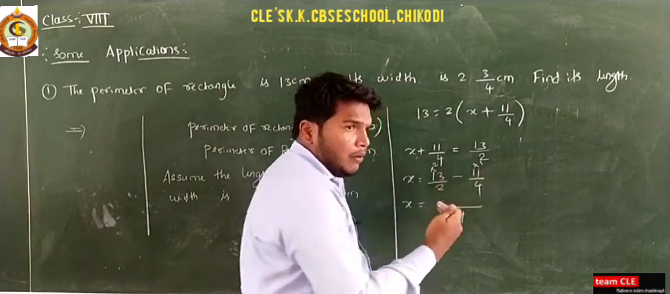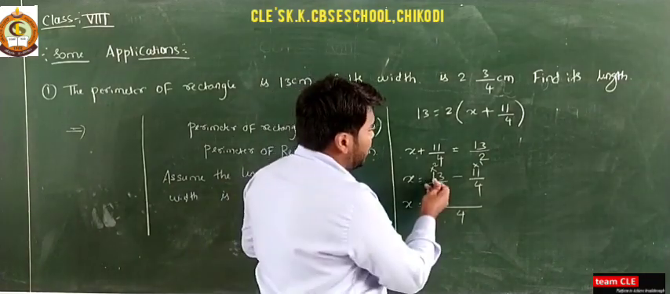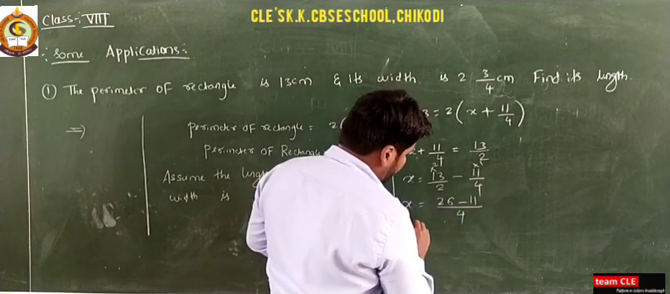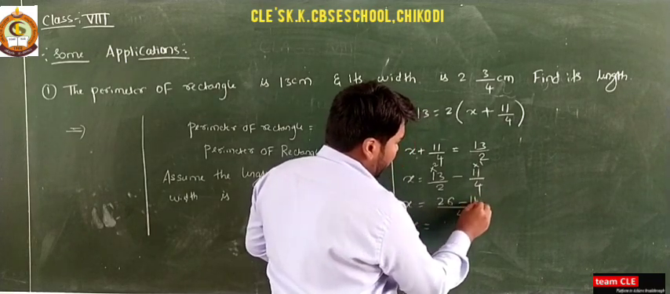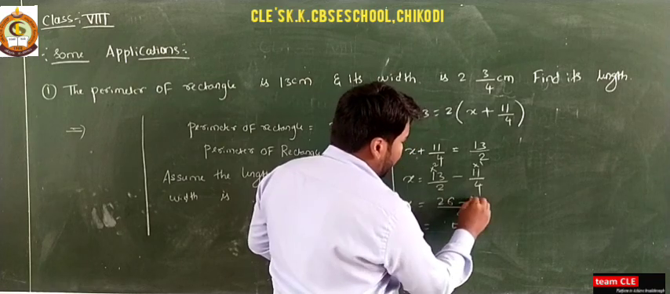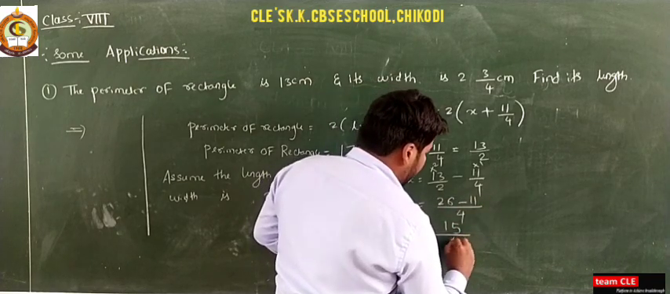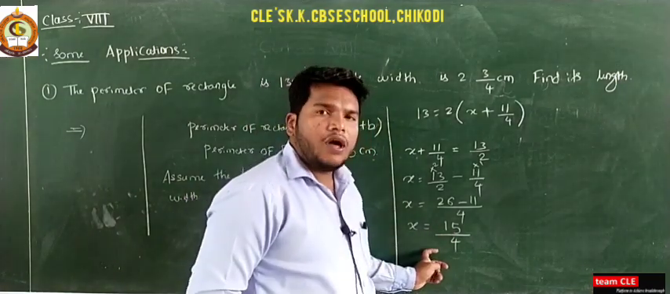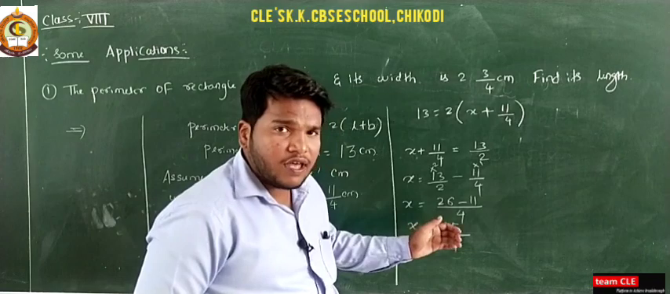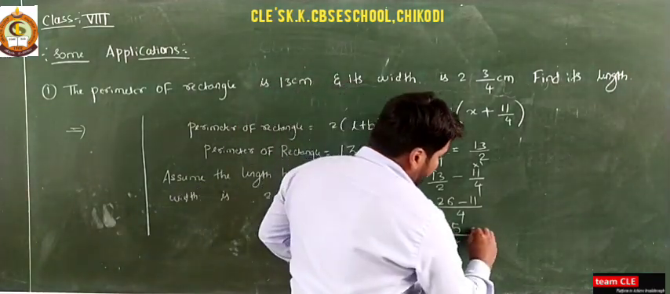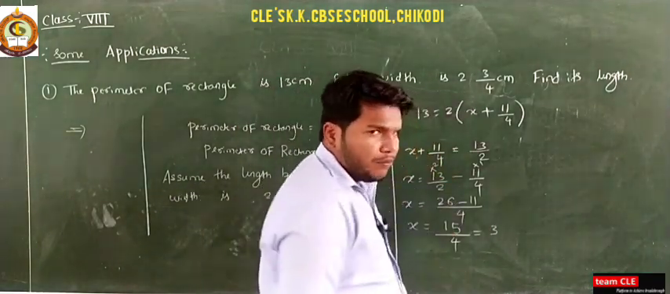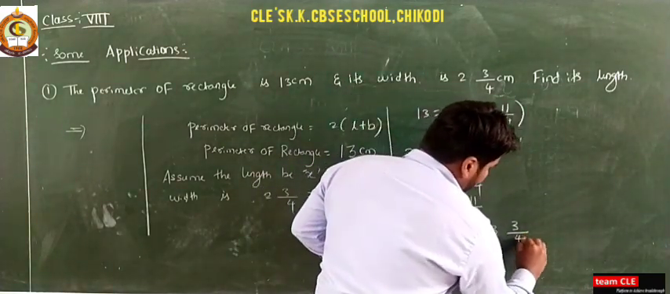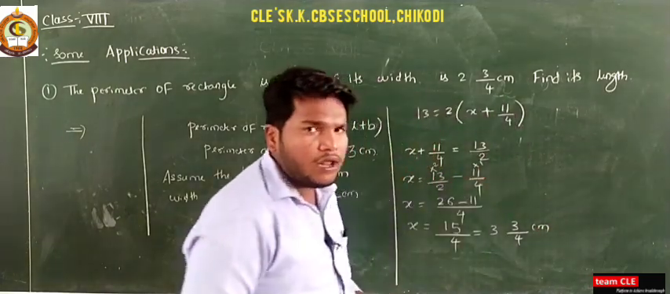Now multiply the numerators: 13 2s are 26, minus 11 1s are 11. So you will get x equal to 15 by 4. This is in the form of an improper fraction. Convert it to a mixed fraction: 4 3s are 12, and the remaining is 3, so 3 integer 3 by 4 centimeter. This is your required answer.